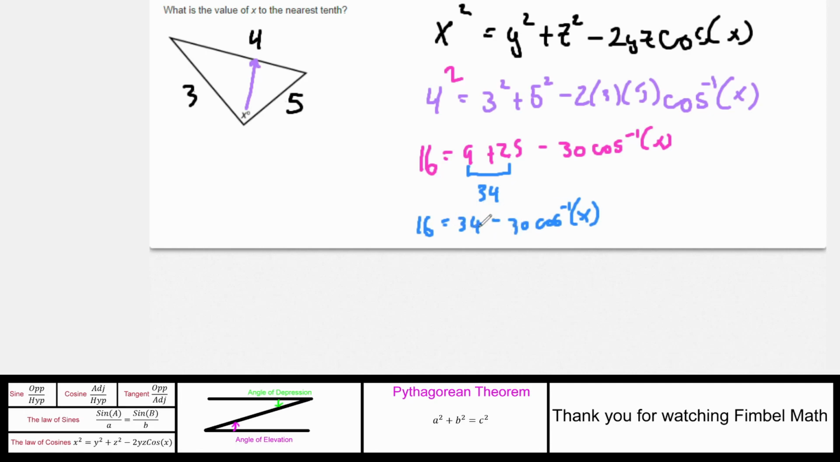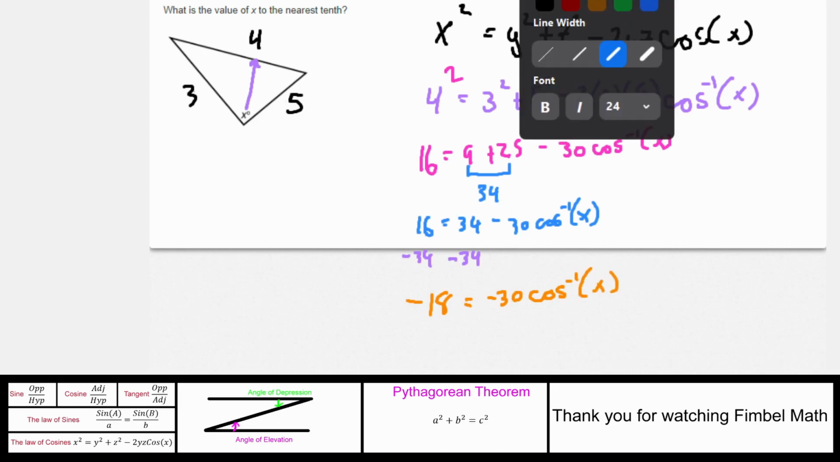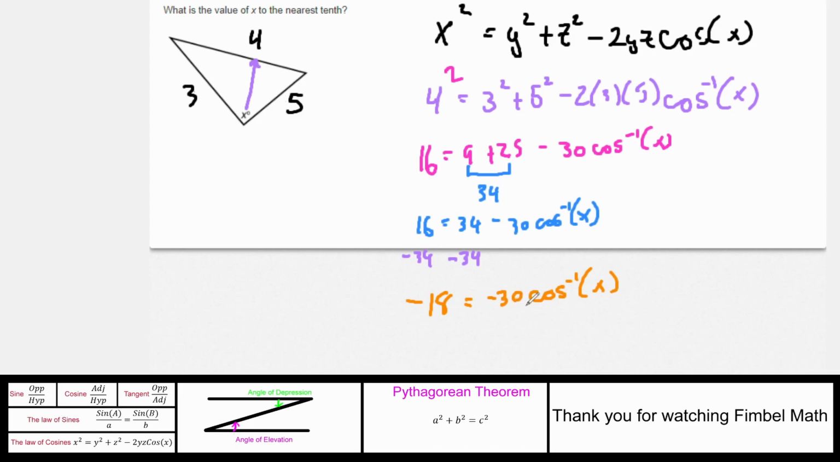Again, I still cannot do 34 minus 30 because I have this multiplication going on. But what I can do, since there is a minus sign between these two terms, is subtract 34 from both sides. Is this going to give me 18? Oh, sorry, negative 18. This is 16 minus 34. Yep. This becomes negative 18 is equal to negative 30 times inverse cosine of x. And now I finally chipped away, and I'm so close to getting to my cosine being alone that I can now divide both sides by negative 30.